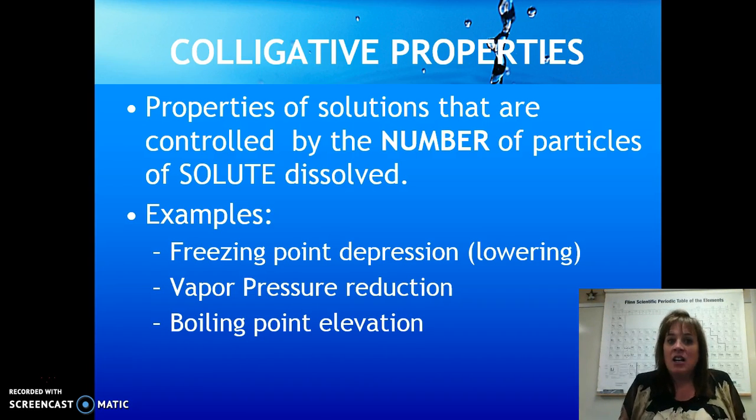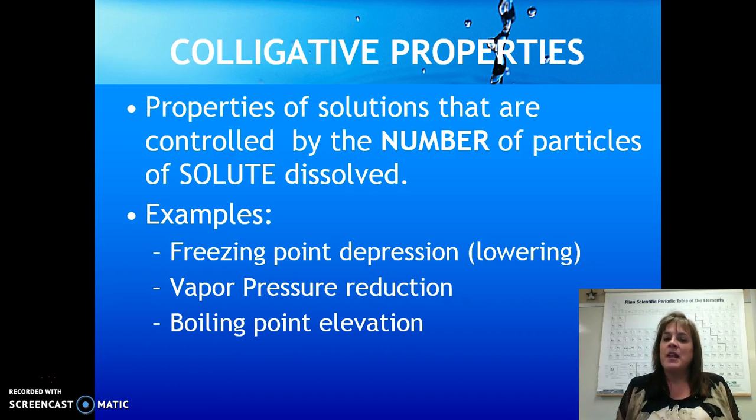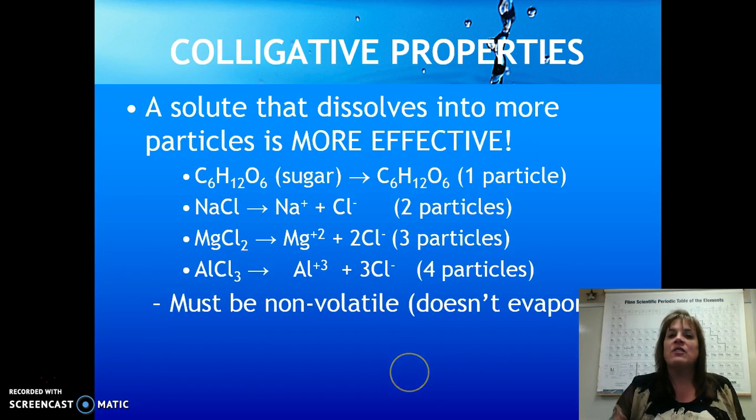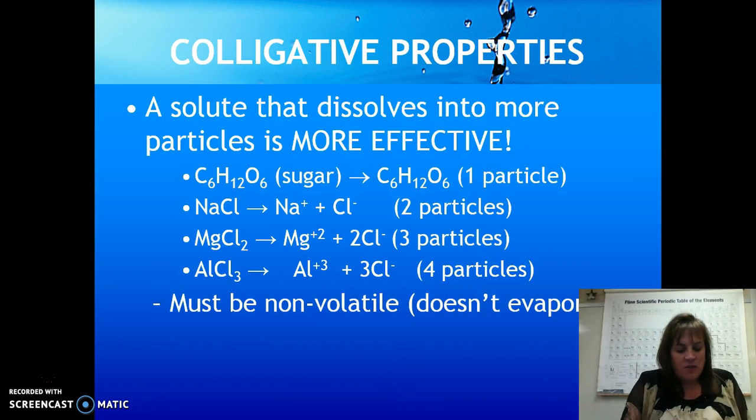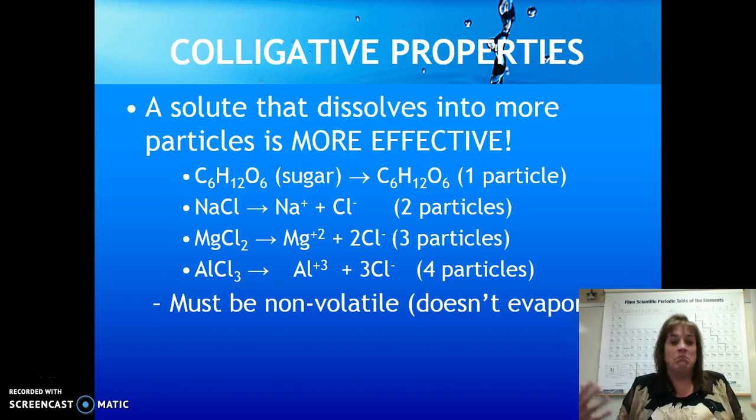Now, some things that are colligative properties are freezing point depression, so the lowering of the freezing point, like when they put salt down to lower the freezing point of ice so our roads don't get slippery. Or vapor pressure reduction, and another one is boiling point elevation. Now, I said it's controlled by the number of particles of solute dissolved. So let's talk about that, because a solute, and we're talking about ionic compounds really, when they dissolve, they break into individual particles. And the more particles that they break into, the more effective they are at lowering the freezing point or raising the boiling point.